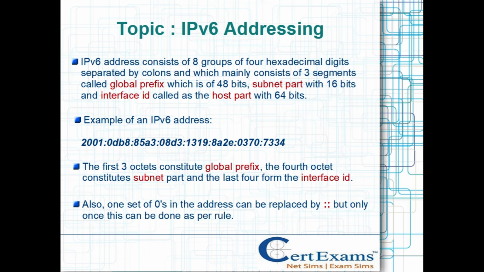2001:0DB8:85A3:08D3:1319:8A2E:0370:7334. The first 3 octets constitute the global prefix, the 4th octet constitutes the subnet part, and the last 4 form the interface ID. Also, one set of zeros in the address can be replaced by a double colon, but this can be done only once as per the rule.